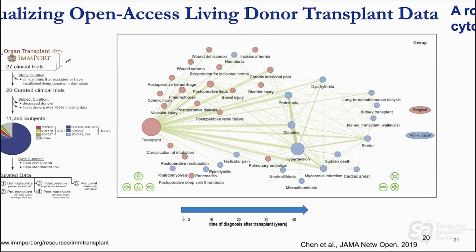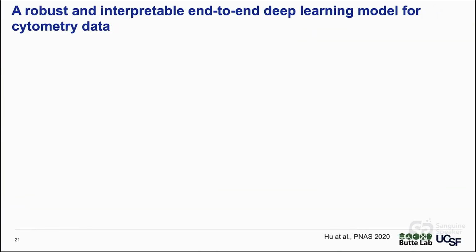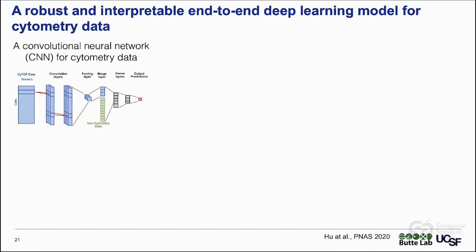And then the next project that I'm going to talk about, let me see how we are doing with the time. Okay, this is about a robust and interpretable end-to-end deep learning model for cytometry data. As I mentioned before, we are one of the largest repositories for flow cytometry data. So we started using deep learning to understand some of the cytometry data in Import. So we built a convolutional neural network for cytometry data.